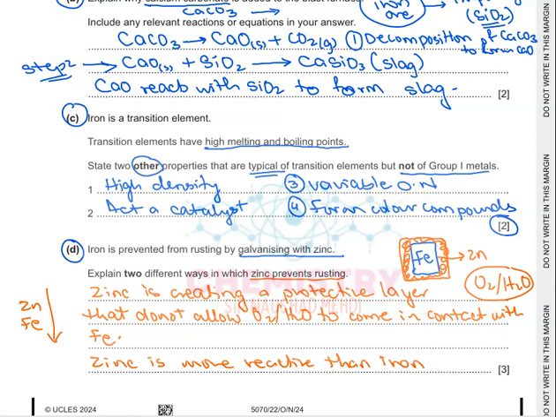So if, for example, the oxygen and water are coming in contact with the iron, if this protective layer gets damaged in any case, right, then still the iron will not corrode because zinc is more reactive than iron. Okay, so since zinc is more reactive than iron, zinc will corrode, zinc will react with the oxygen and water instead of iron. So in this way, the iron will be prevented from getting rusted.